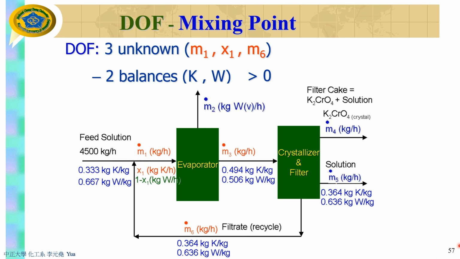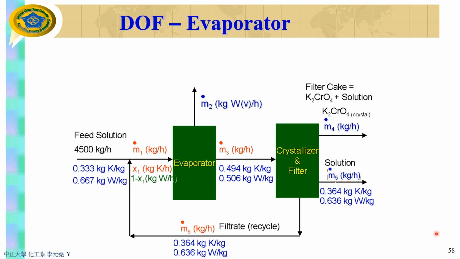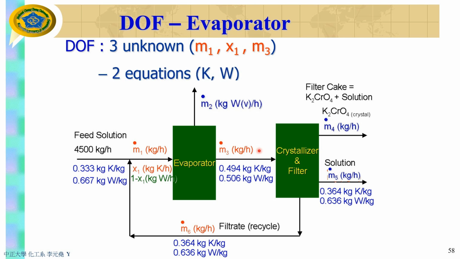Right. That's okay. Let's move to the evaporator, because let's do it one by one systematically. How many input and how many output streams? 1 input stream and 2 output streams, right? How many unknowns outside the box? 1, 2, 3: M1, X1, and M3. Intuitively, you tell yourself, wow, you have 3 unknowns and probably just 2 equations. So you cannot solve this problem. You cannot get the answers of M1, X1, and M3.